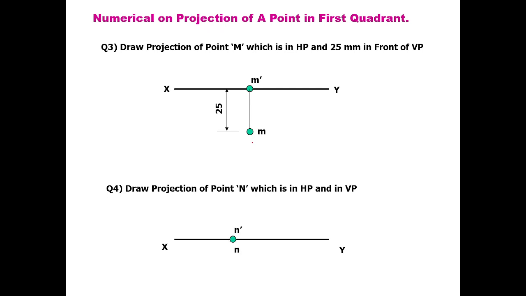Next, draw the projection of point N which is in HP and VP. This is the XY line, and if it is in HP and VP, that means the point is on the XY line. So this is N dash, the front view, and this N is the top view.